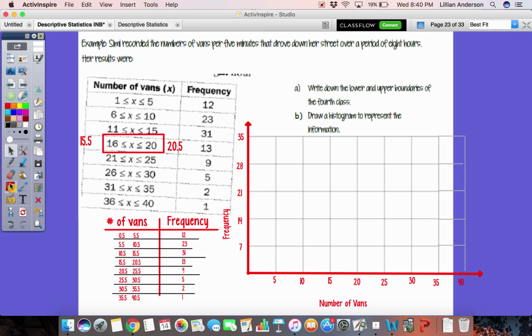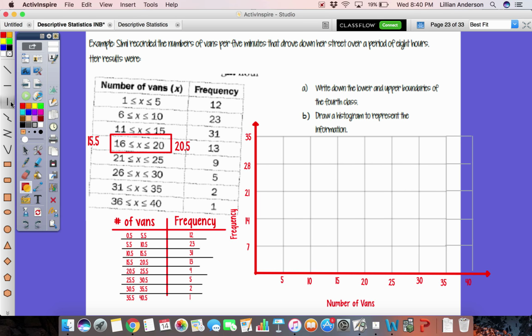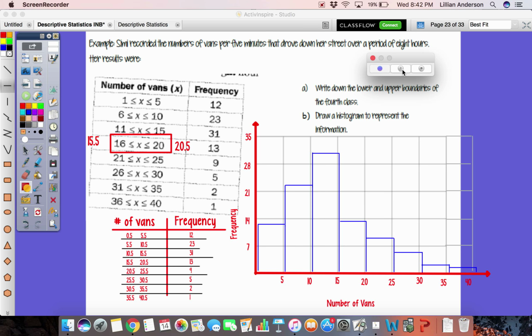Okay, so now I'm going to go through and I'm going to draw my bars. I am going to pause the video, and you should do the same. You should try to do the bars yourself, and then check it after. If you get stuck, then yes, you can press play and watch the rest of the video, but really try to do it yourself. So again, all of my bars are touching. I have them at my lower and upper boundaries, and there's my histogram for this one.